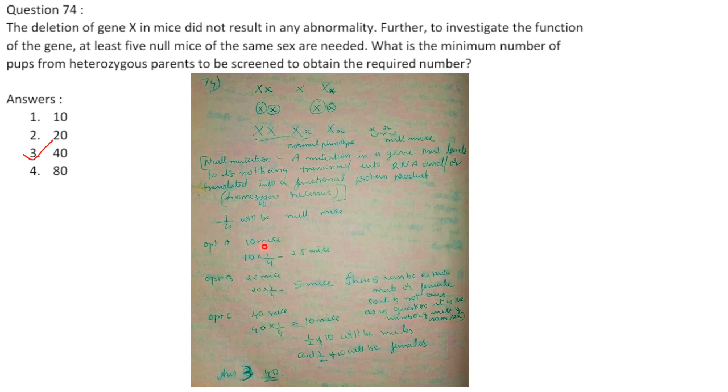So, as per option A, 10 mice: 10 into 1 by 4, that is 2.5 mice. Option B is 20 mice: 20 into 1 by 4, 5 mice. These 5 mice can be either male or female, so it is not the answer, as the question asks for the number of mice of the same sex. So 40 mice, if you take 40 into 1 by 4, so 10 mice. Half of 10 will be males and half of 10 will be females. So the answer is option C, that is 40.